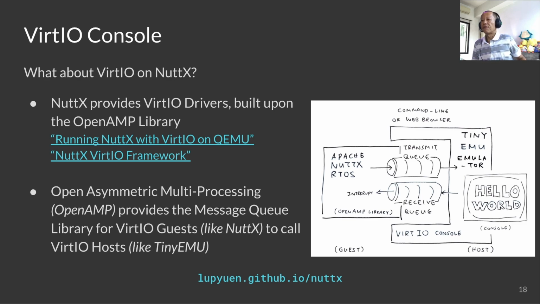NuttX provides VirtIO drivers built with the OpenAMP library. That's the library for Open Asymmetric Multiprocessing. OpenAMP provides the message queue library for VirtIO guests to call VirtIO hosts by sending device messages. In this diagram, VirtIO guest is NuttX, and VirtIO host is TinyEMU. OpenAMP sits in the middle.